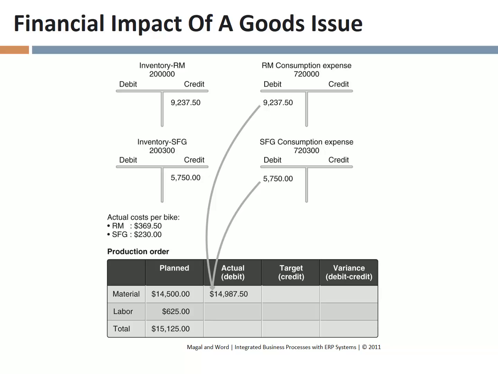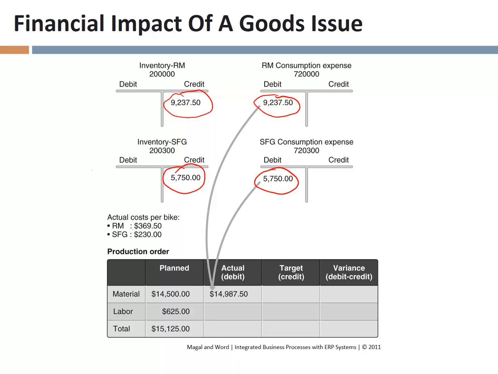So notice what's happening here. We are reducing our inventory levels. So we're going to be crediting inventory accounts, account or accounts, depending upon how many accounts we need to use representing the materials we're using. And notice the corresponding debit is to a consumption expense account. So what's being illustrated on this particular slide is, in this particular production run, we're using $9,237.50 worth of raw materials and $5,750 worth of semi-finished goods.